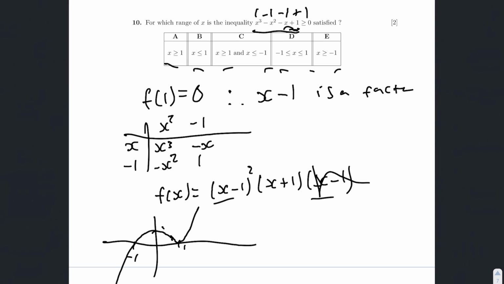So when this is greater than or equal to 0, well, we can see here that for this region, it's all greater than or equal to 0. At point 1, it is 0. So this is when x is bigger than or equal to minus 1, which is E.